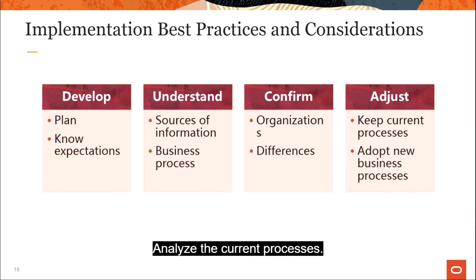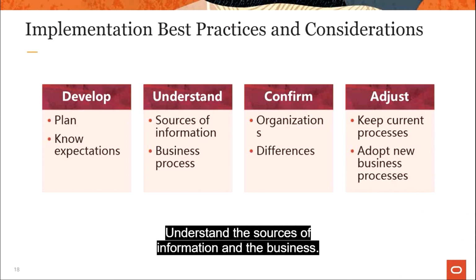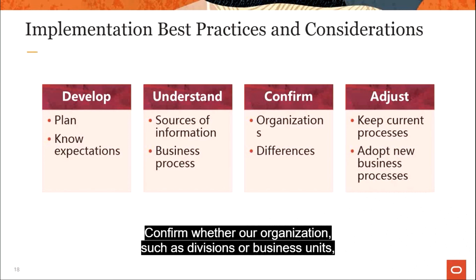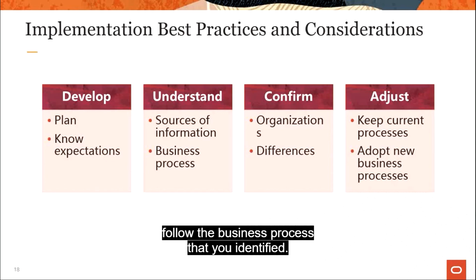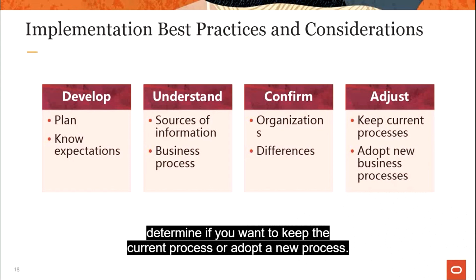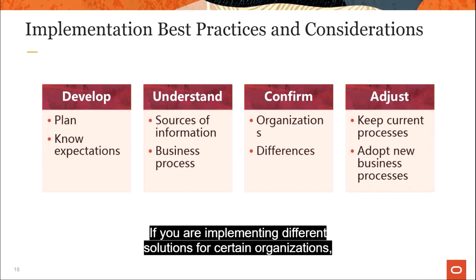Analyze the current processes. Understand the sources of information and the business. Confirm whether all organizations, such as divisions or business units, follow the business process that you identified. If the process differs between organizations, determine if you want to keep the current process or adopt a new process. If you are implementing different solutions for certain organizations, identify the differences and the organization to which they apply.